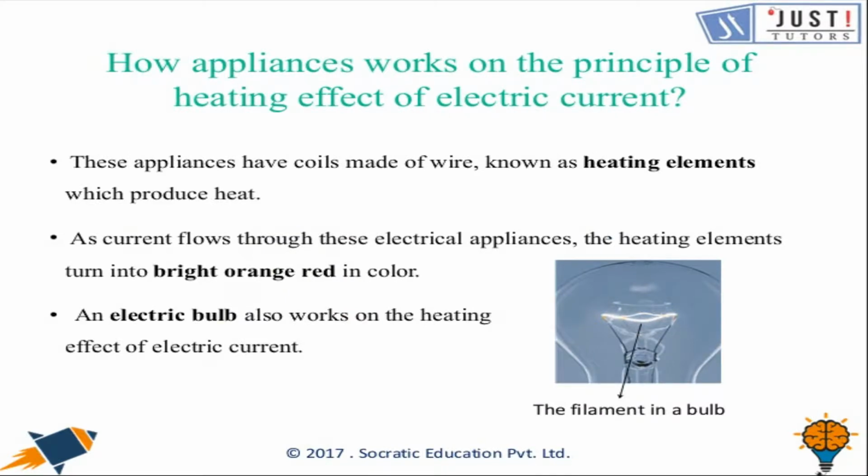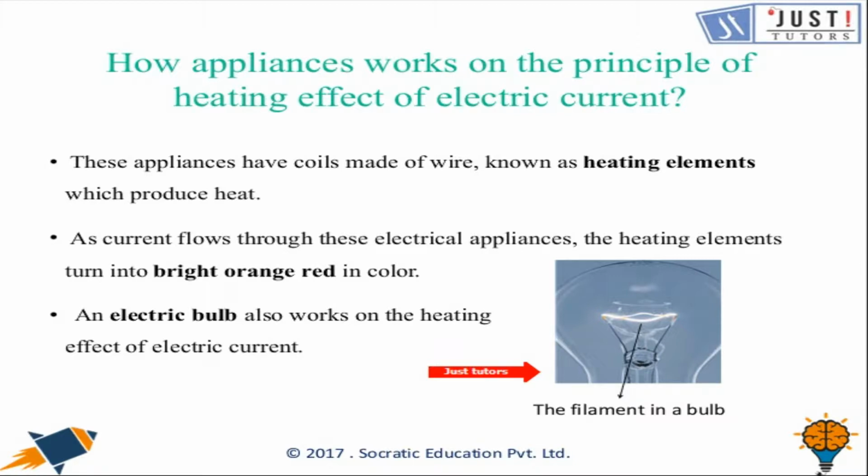Now we'll learn about how the appliances work on the principle of heating effect of electric current. Now these appliances have coils made up of wire, which are known as the heating elements. If we talk about a bulb, the filament right here is the heating element. Now these elements are known to produce heat when electric current flows through them. When we talk about a heater, the wires provide heat to the surroundings. But when we talk about an electric bulb, they also provide light to the surroundings.